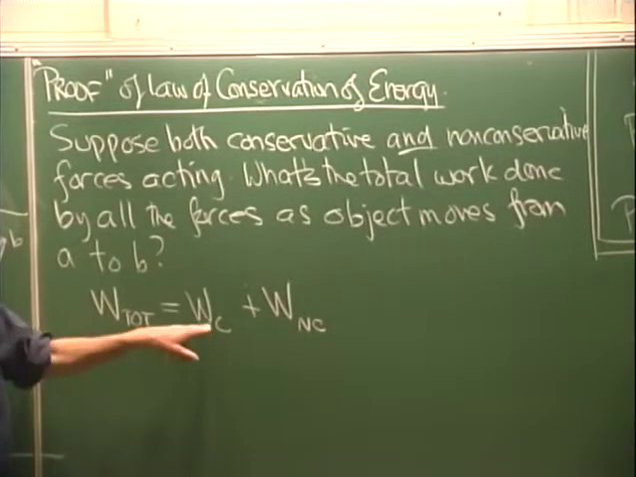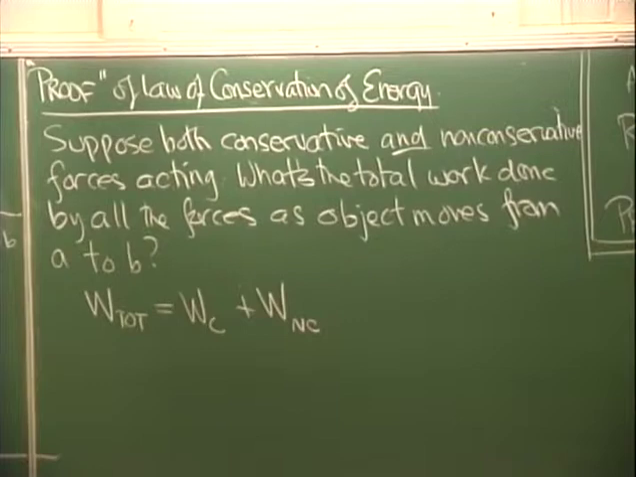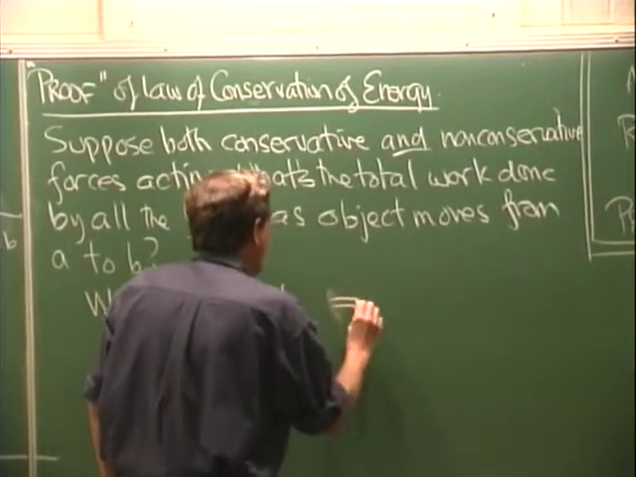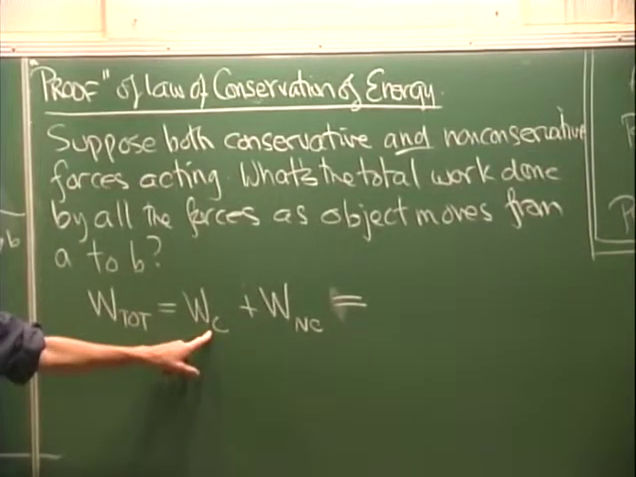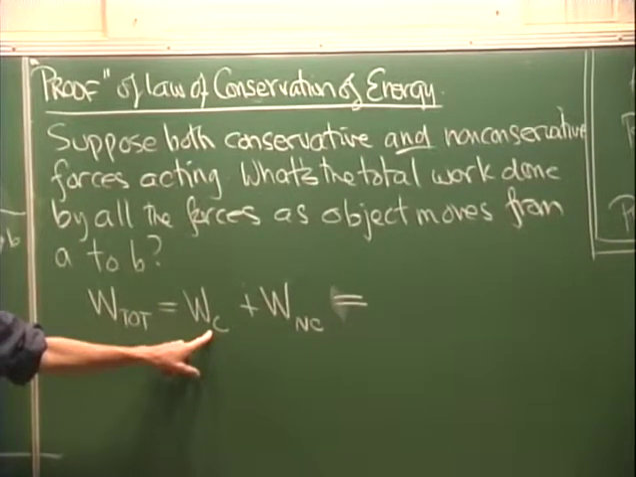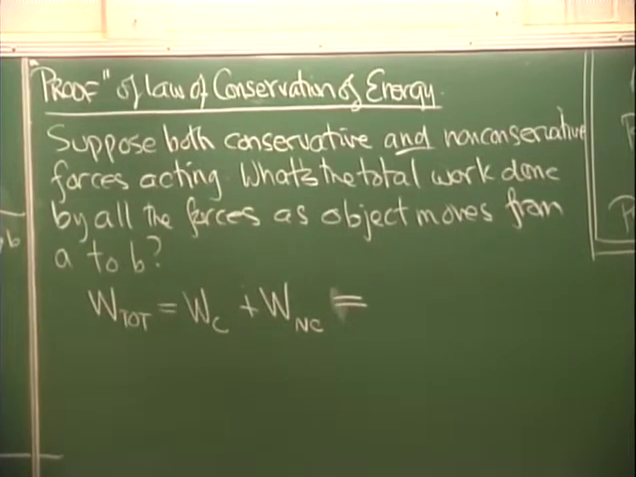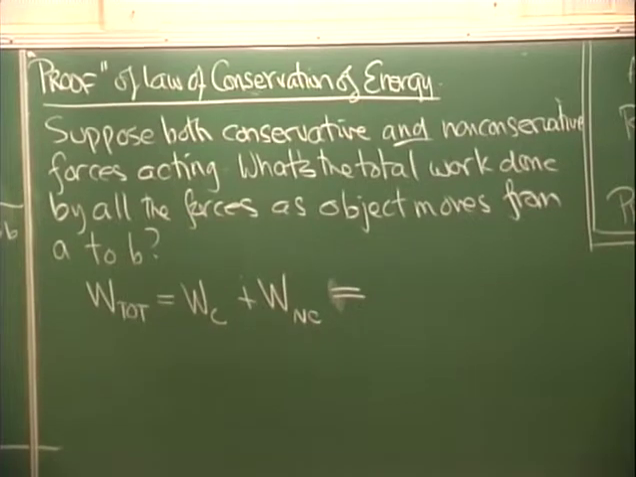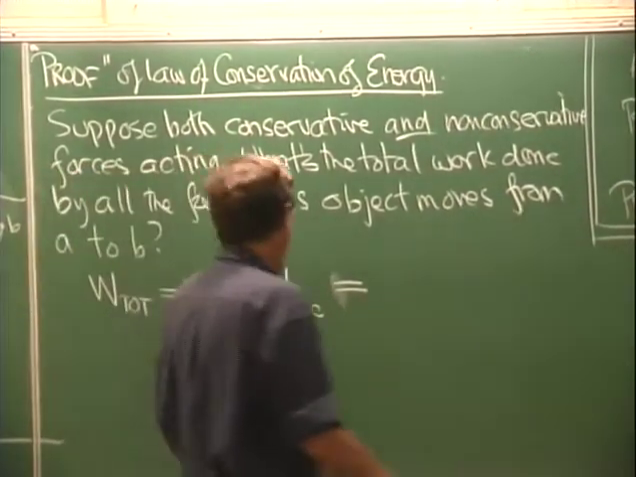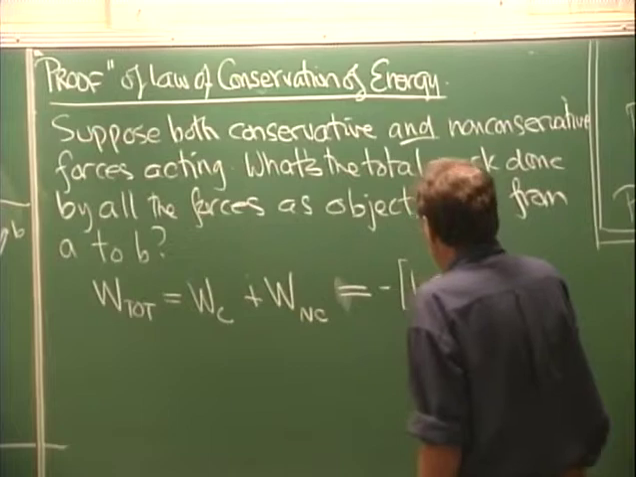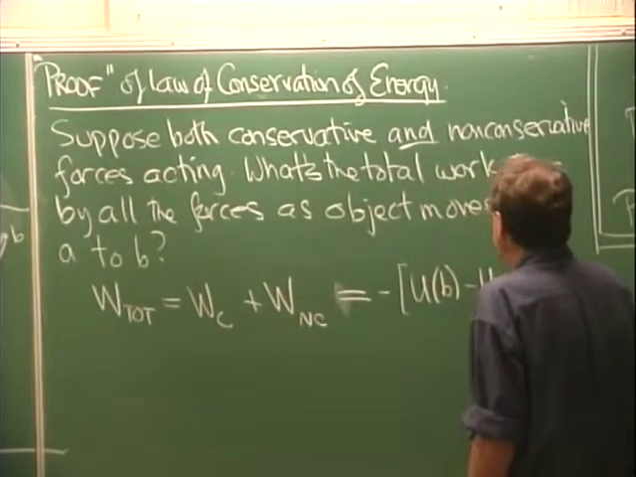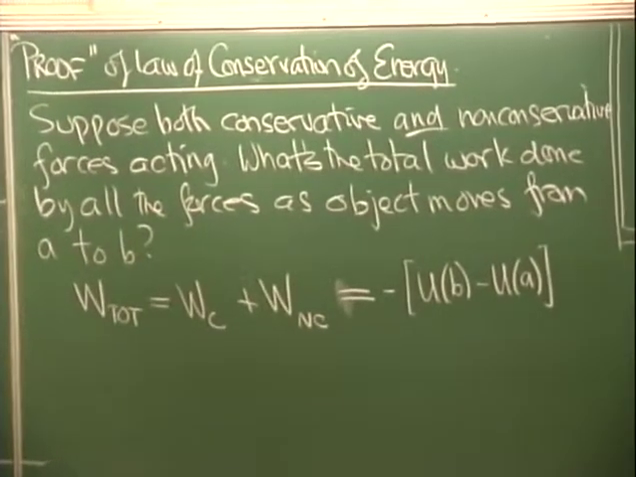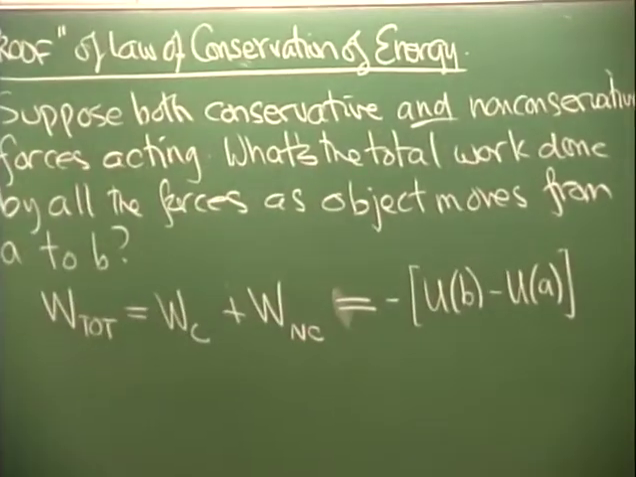The total work done is the work done by the conservative forces, plus the work done by the non-conservative forces. But I happen to know what work is done by the conservative forces. Those can be represented by a potential energy function, and the work done in moving from A to B is minus U at B minus U at A. Damn, why minus? I thought the guy just proved that it was plus U at B minus U at A.